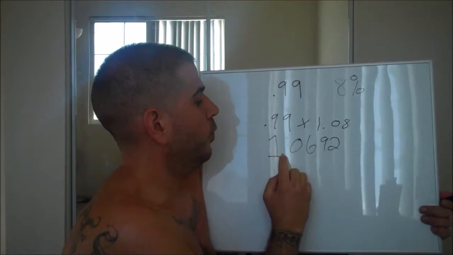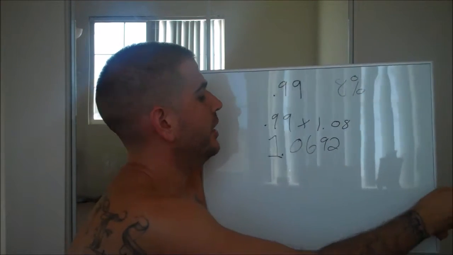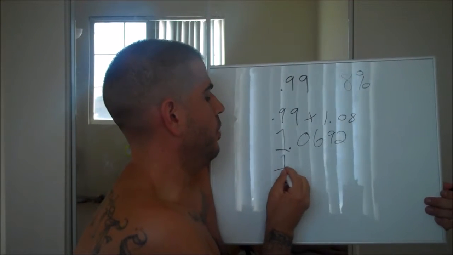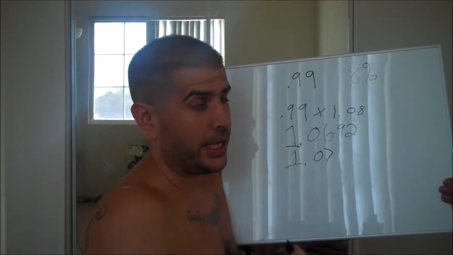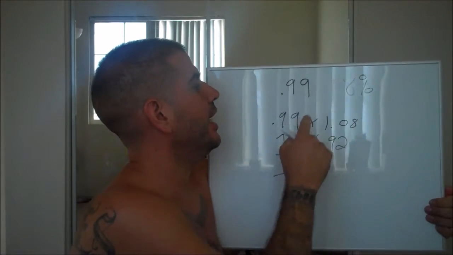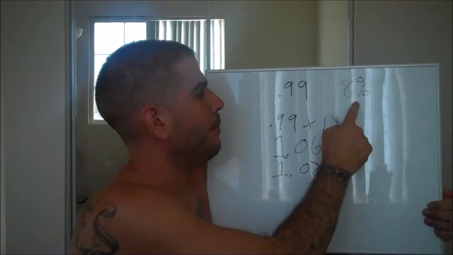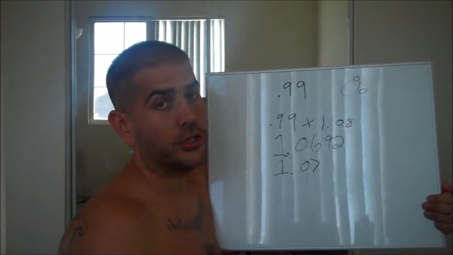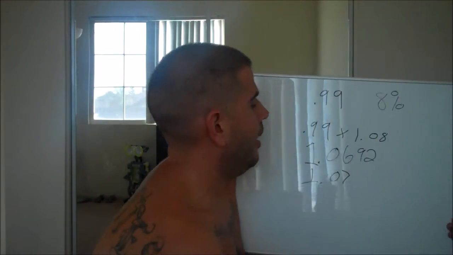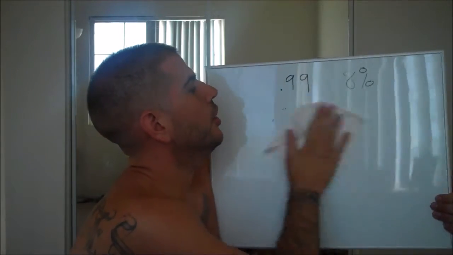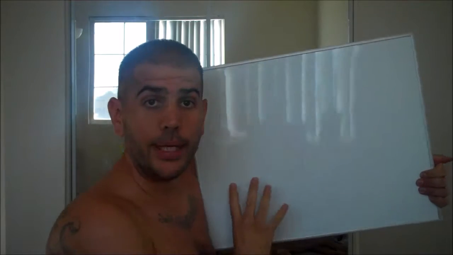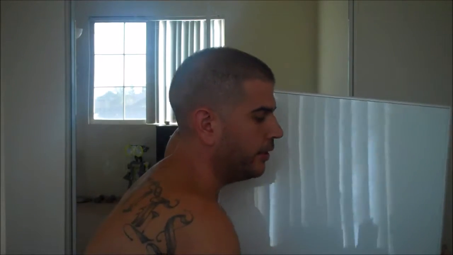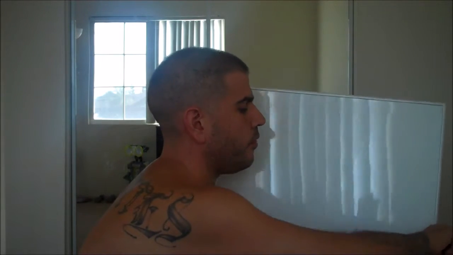But since it's $1.06 and 0.92 cents, it's going to come out to $1.07. So where I live in California, if something costs 99 cents and there's tax on it, I pay 8% tax, it's going to come up to $1.07. Now, I know you're thinking, okay, that doesn't do me any good in my region, because your tax may not be 8%.